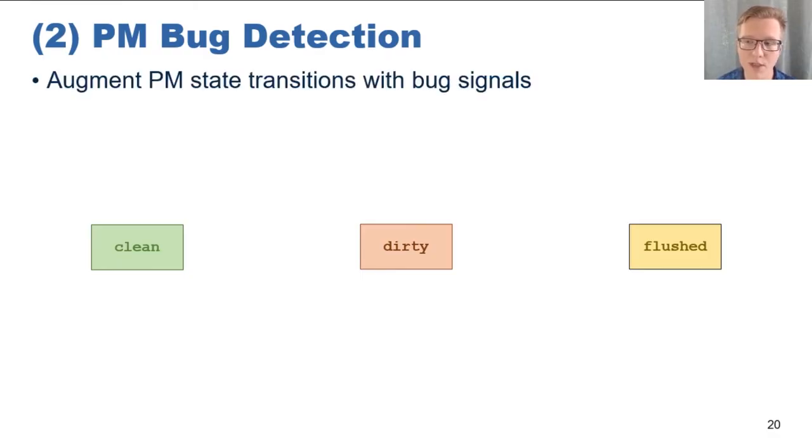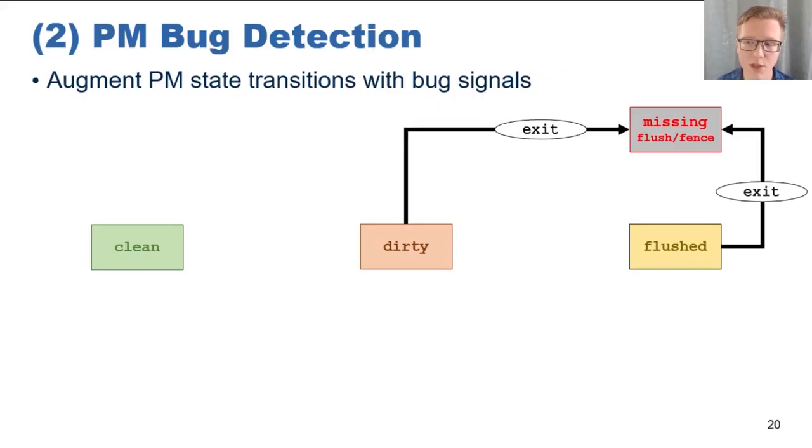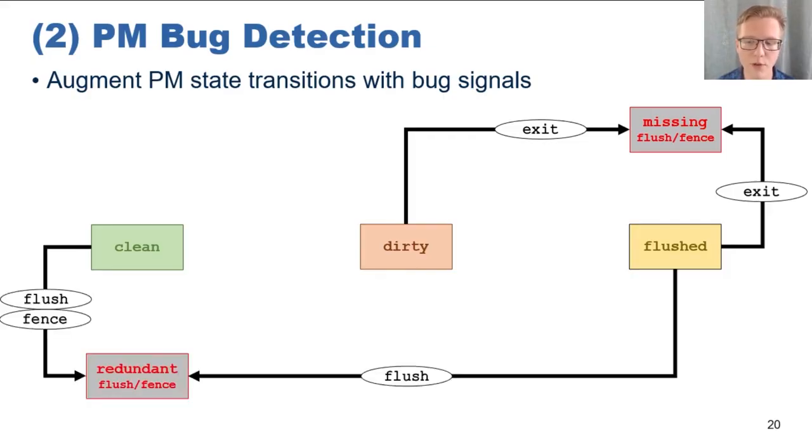For example, to detect missing flush and fence bugs, we look for an exit condition off of dirty or flush states. This is a bug because the states had not been properly made durable. Likewise, for the redundant flush and fence pattern, we look for when a flush or a fence occurs from a clean state or when a flush occurs from an already flush state.